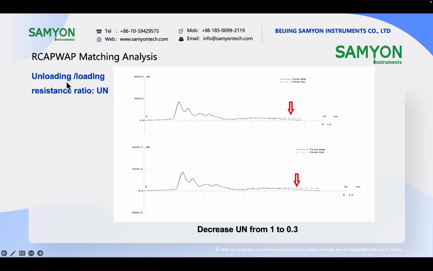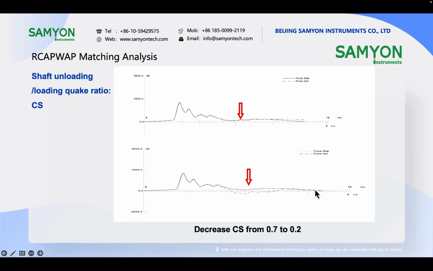Then there is the UN, the unloading loading resistance ratio. We know that the UN will affect the later part of the plot. So you can see if we decrease the UN from 1 to 0.3, the plot goes up a little. Anyway, for this plot, it's not very obvious. You may try using your own data. Decreasing UN will increase the calculated plot in the later part.